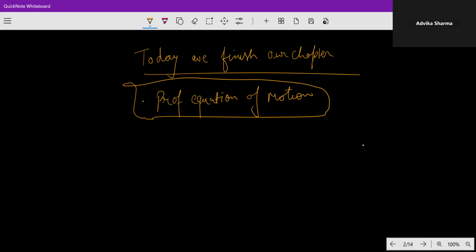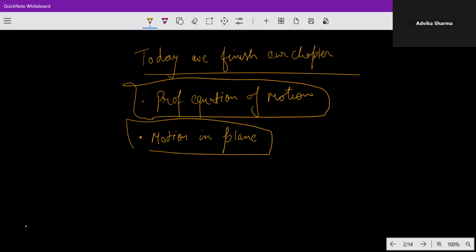There is a concept of motion in a plane. In the new NCERT, the name mentioned is motion in a plane. After the class, you can complete all the questions regarding the new NCERT.